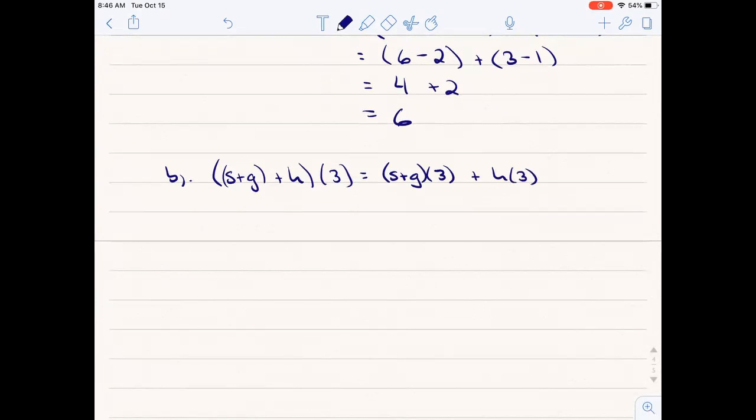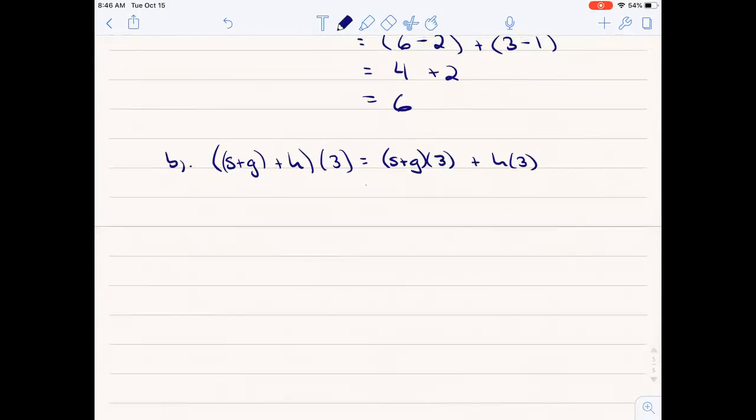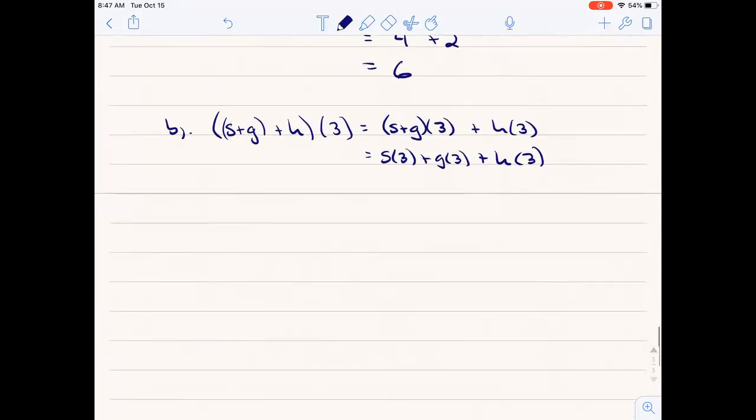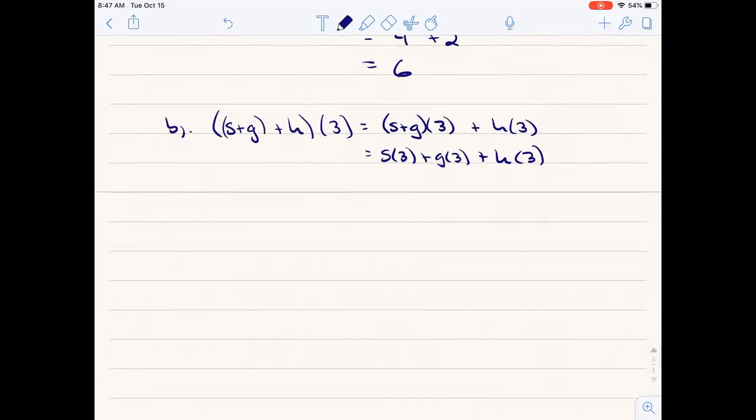Same idea as before. But then s plus g of 3 is s of 3 plus g of 3, and then plus h of 3. Skipping this page break and giving myself more room.